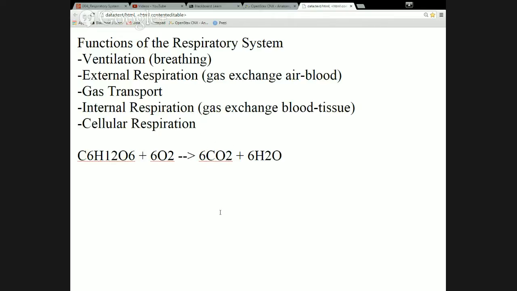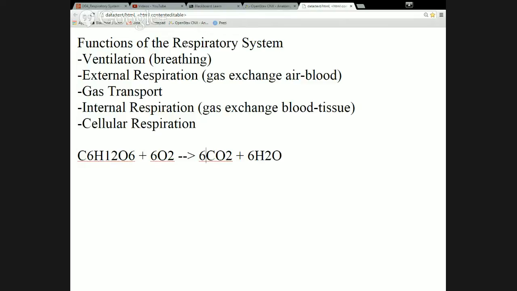But this also points at the other systems. Glucose, or any nutrient molecule, is getting into your system ultimately through the digestive system. And then water as a waste we get rid of through the urinary system. So that ties all of those together. So that's an overview of where we're going with this.